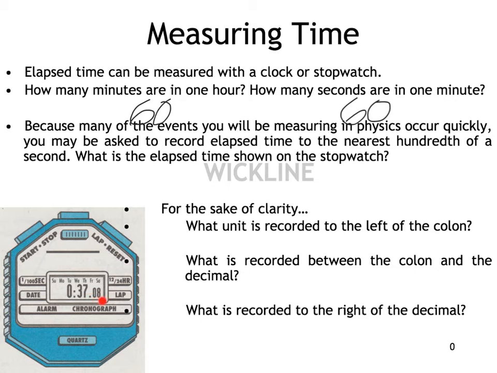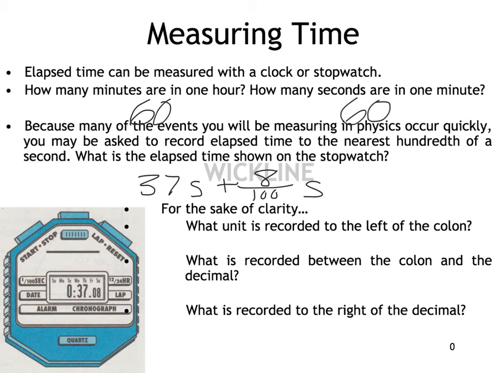So the 0.08 won't change this 7 into an 8 until it gets all the way to 100, basically. It'll go to 0.99, and then after 0.99, that 7 will change to an 8. So the elapsed time shown on the stopwatch is 37 seconds, and I'll just use a fraction here, 8 hundredths of a second. So it's basically what it says, 37.08 seconds.